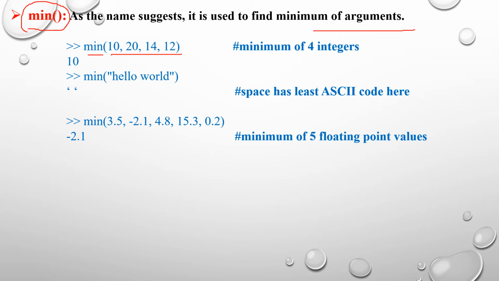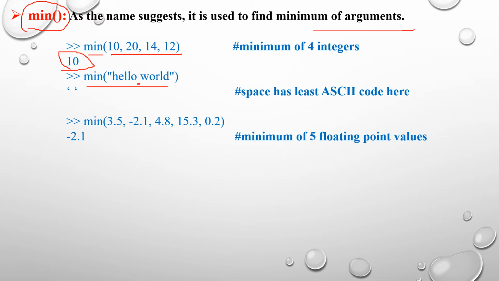So among these four arguments, the minimum value is 10. The interpreter will give the 10 value. So let's consider one more example. Here the minimum of the string words: among these characters, the minimum ASCII code is the space. So the Python interpreter will give the space as the least ASCII code.